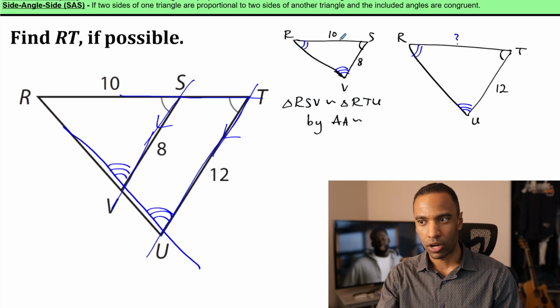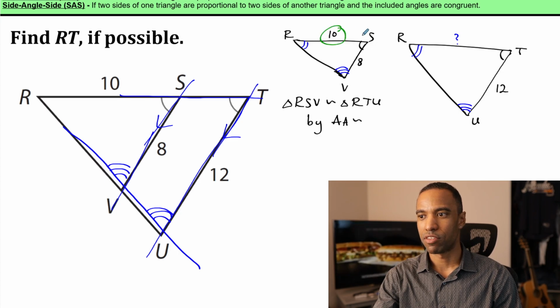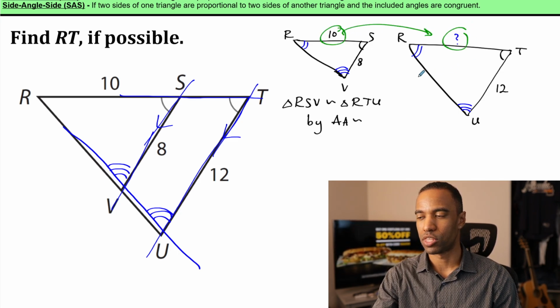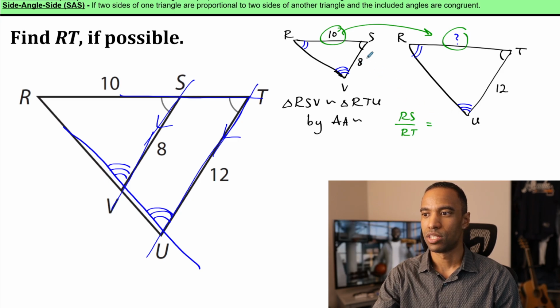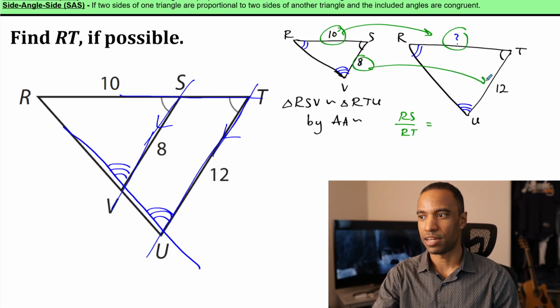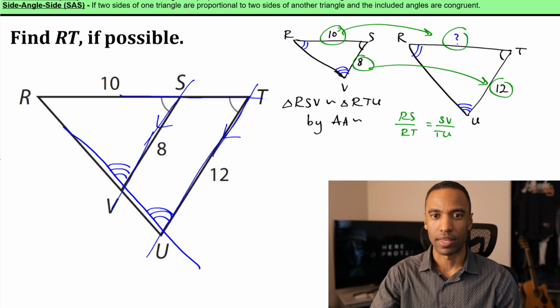Once again, whether you do letter order or drawing diagram, whatever it is up to you. I have RS. I have this long side in this triangle matched up with this unknown side RT. RS is to RT as this shorter side here, 8, is to 12 here. SV is to TU. So let me write that out with the numbers.